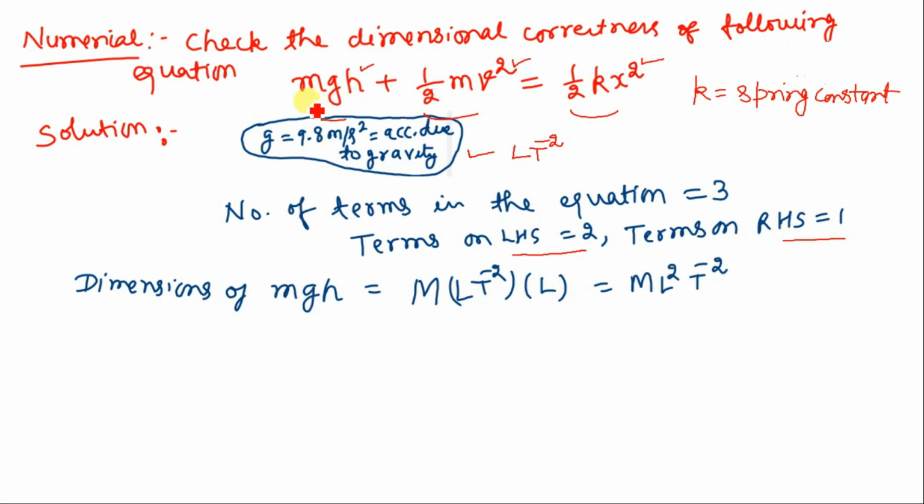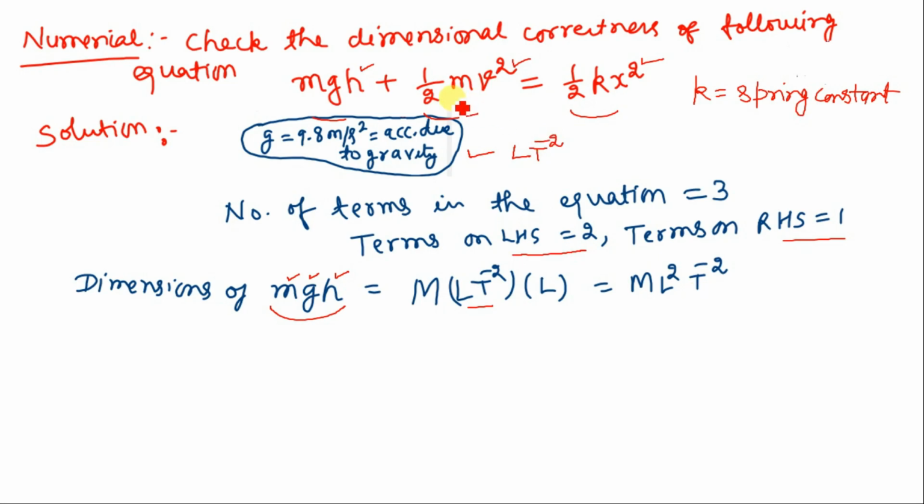Let us now find the dimensions of the first term on the left hand side, that is mgh. So the dimensions of mgh will be obtained by putting the dimensions of m, then g, then h. So m has dimensions capital M, g because it is acceleration due to gravity, its dimension will be LT minus 2, and h, it is height, it comes in the category of length, so its dimension will be L. So the dimensions of the first term in the equation will be ML2T minus 2.